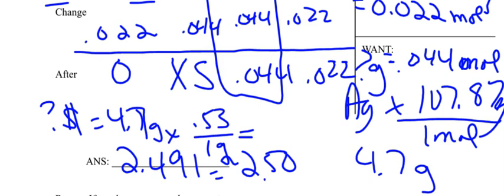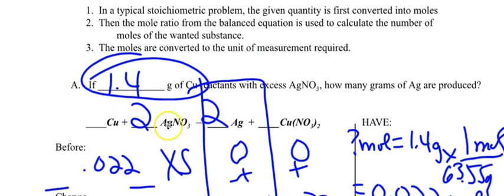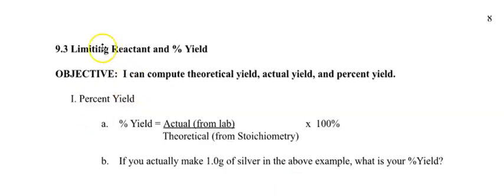So this next section, 9.3, we're going to talk about how much I should have made, and we're also going to talk about this idea of, well, what if I don't have excess? What if I have an exact amount of both quantities? What do I do with that? So that's what your limiting reactant is going to be about, which one will run out first, and you're going to figure that out, and your percent yield. So let's start off with percent yield. That's kind of the easier part. It's a formula. I can compute theoretical yield, actual yield, and percent yield.